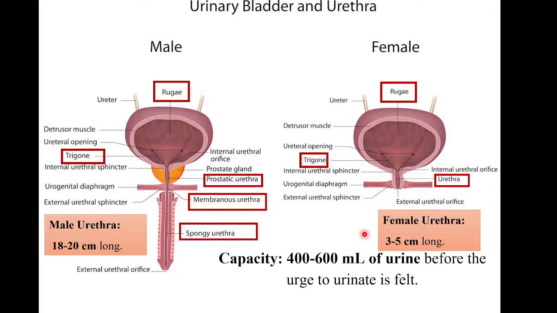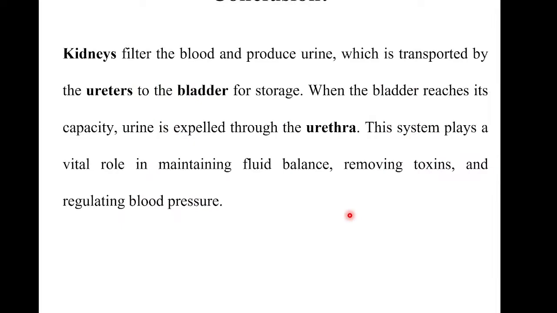Okay, so this was about the urethra. So we have already talked about the kidney, ureters, bladder, and urethra. So in conclusion, we can say there are two bean-shaped kidneys, and they filter the blood and produce the urine, which is transported by the ureters to the bladder for storage. And when the bladder reaches its capacity, urine is expelled through the urethra.